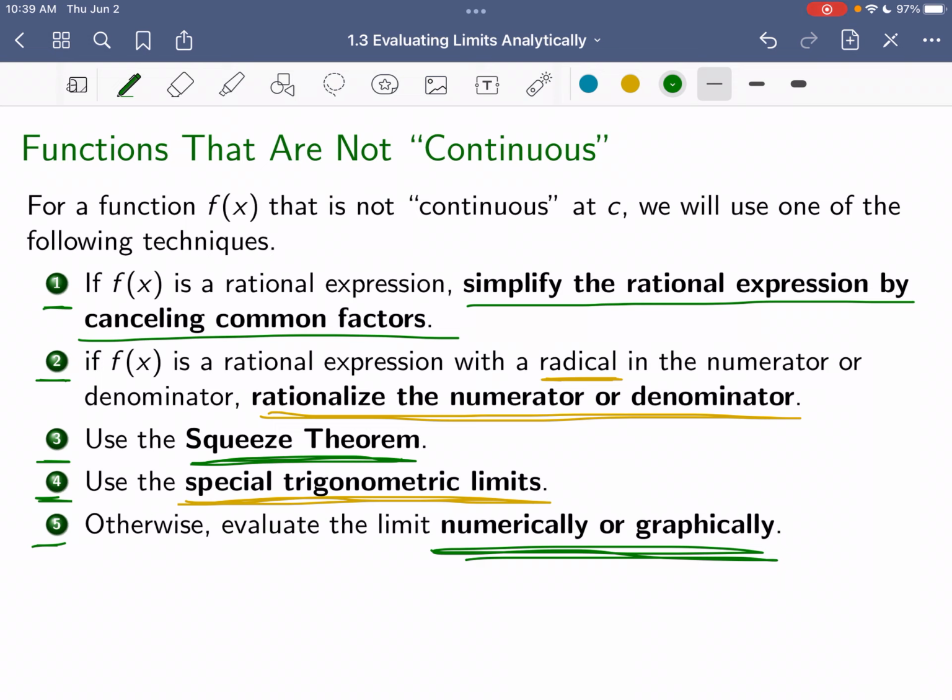All right, in the next video, we will look at examples that deal with this first case. We will see you there.